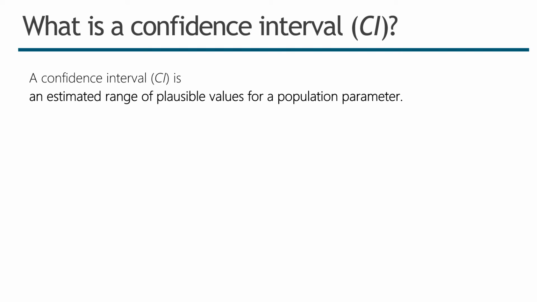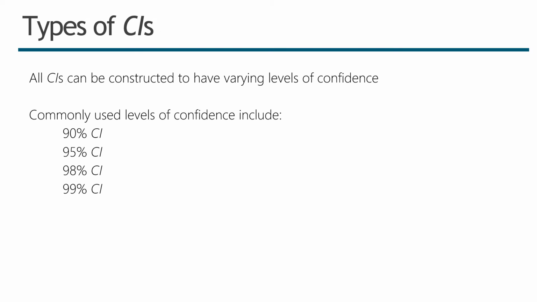A confidence interval is an estimated range of plausible values for a population parameter. All confidence intervals can be constructed to have varying levels of precision or confidence. Commonly used levels of confidence are listed here. This video will focus on constructing 95% confidence levels.